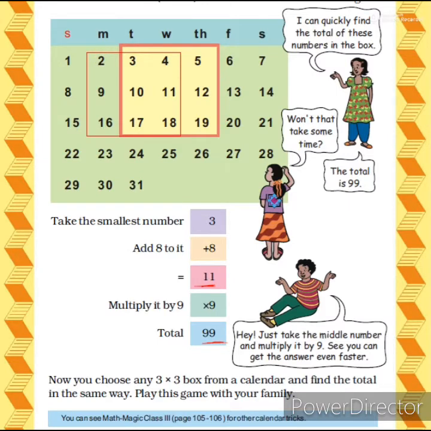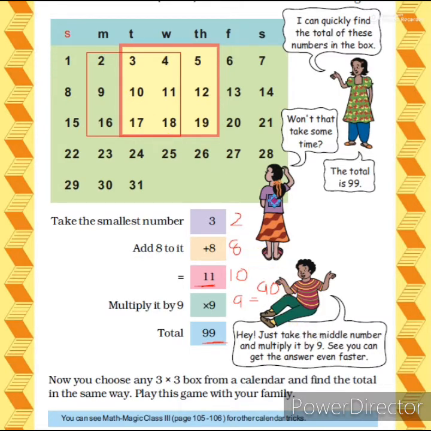The next step is to add 8 to it. 2 plus 8 is 10. Now multiply this number by 9. The same method. 10 nines are 90. So what is the total of these numbers? In this 3 into 3 box, the sum of these numbers is 90. That is the numbers from 2 to 18. If you add these numbers together, you will get the answer 90.